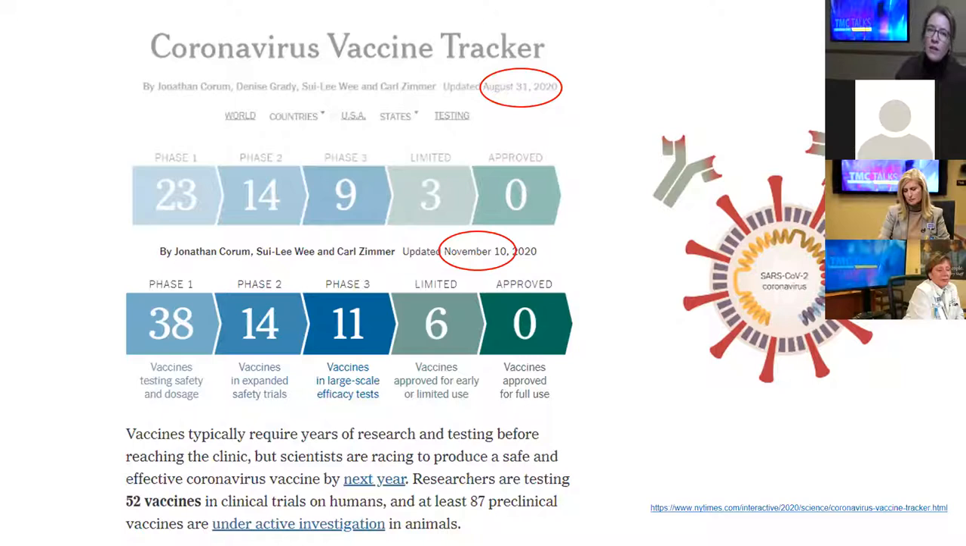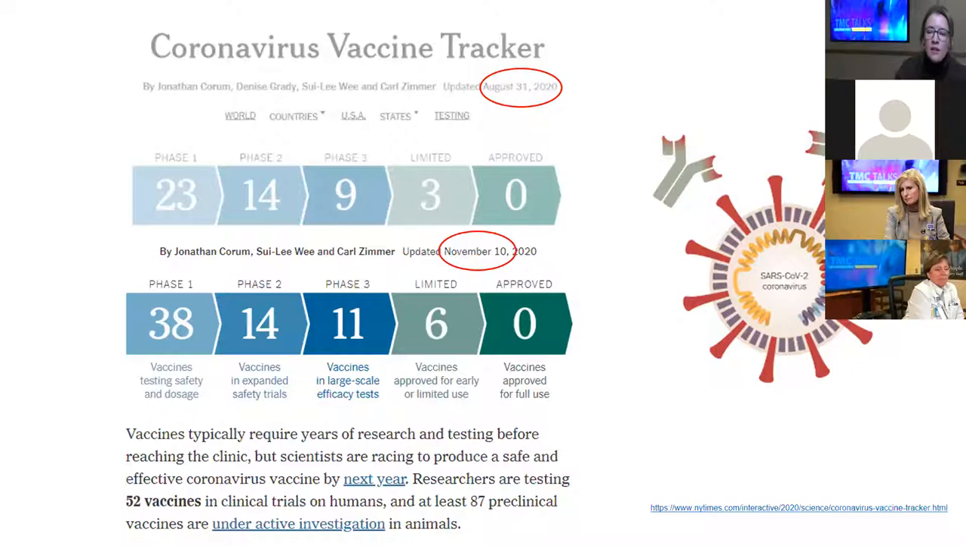Now, if you want to find an easier way to understand this, instead of going to the WHO, I would highlight the New York Times coronavirus vaccine tracker. This is one of my favorite resources that I follow since the pandemic started. All you need to do again is Google New York Times coronavirus vaccine tracker and you will find this information. So notice how I put two different data here, one from August 31st and another one from November 10th. Notice how this New York Times article continuously updates the information that we have about the vaccines in production. So you can see that in August 31st, we had 23 vaccines in phase one, while on November 10th, we're already up to 38. Back in August 31st, we had 9 vaccines in phase three, now we have 11. So this is a great way, and it's very easily written and easy to digest for you to stay current as to what's happening in the vaccine world.